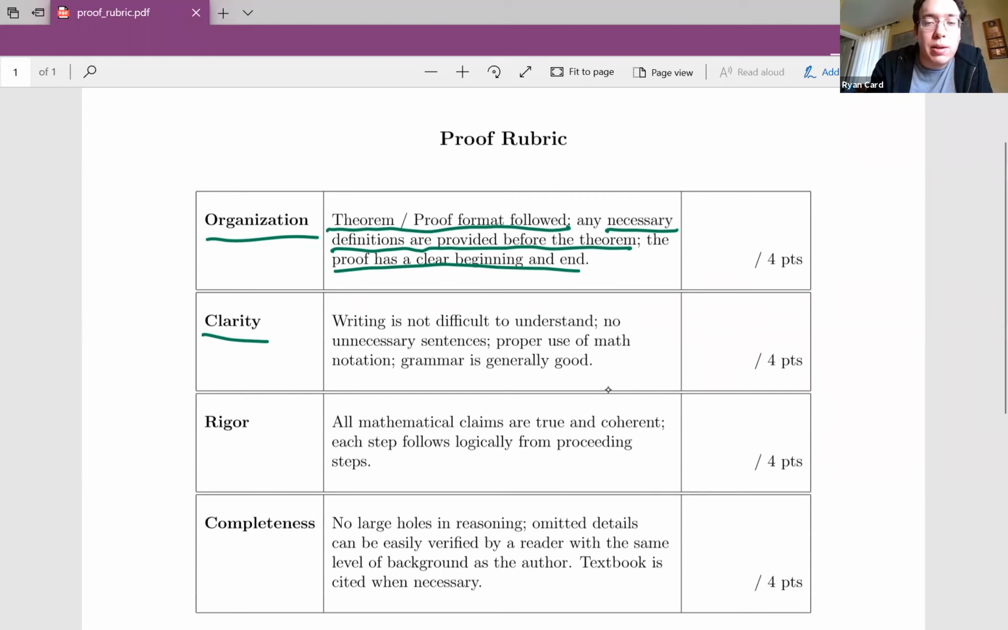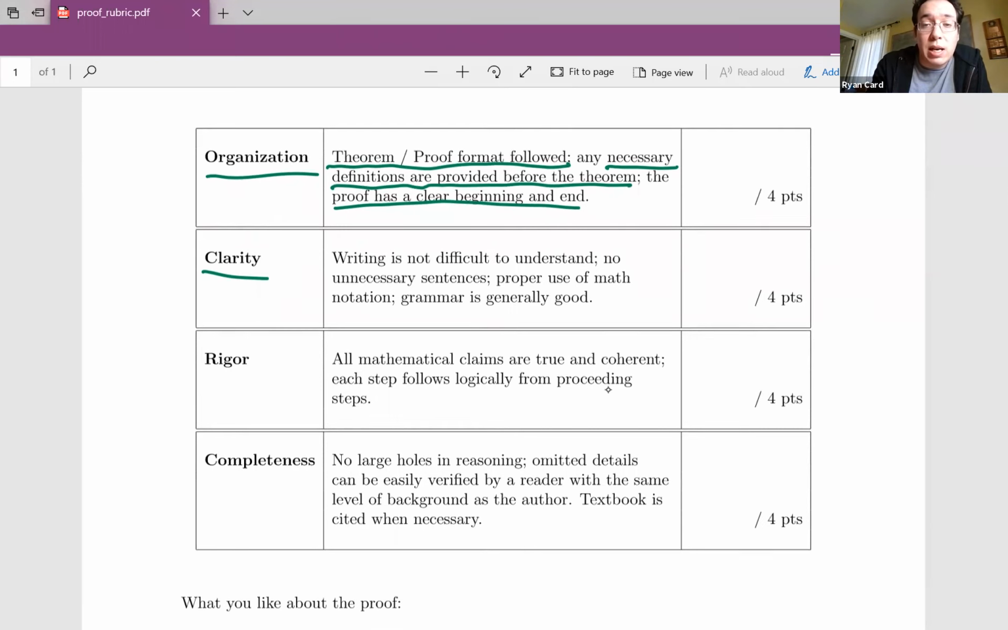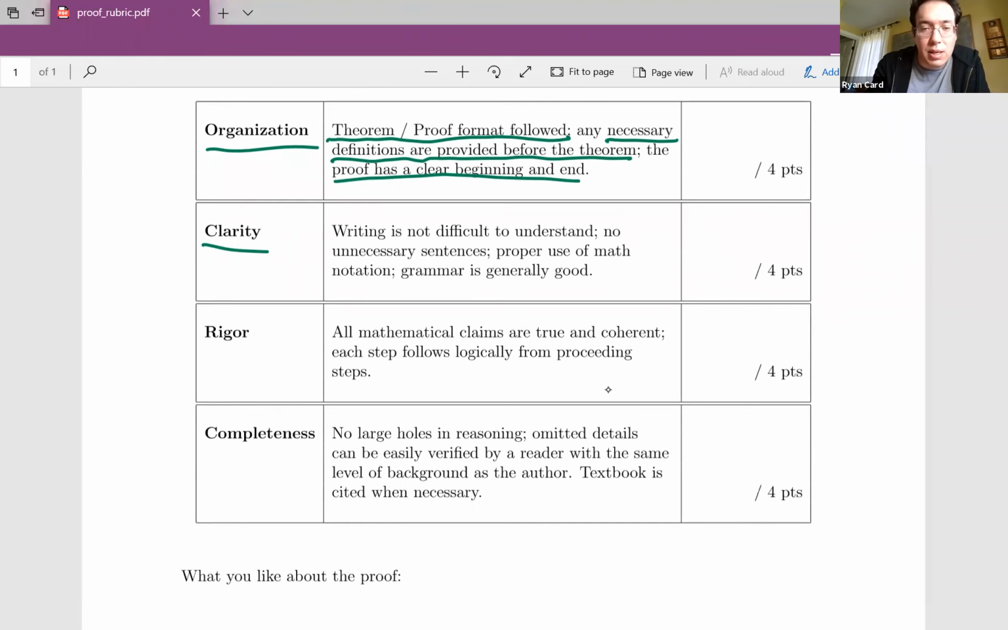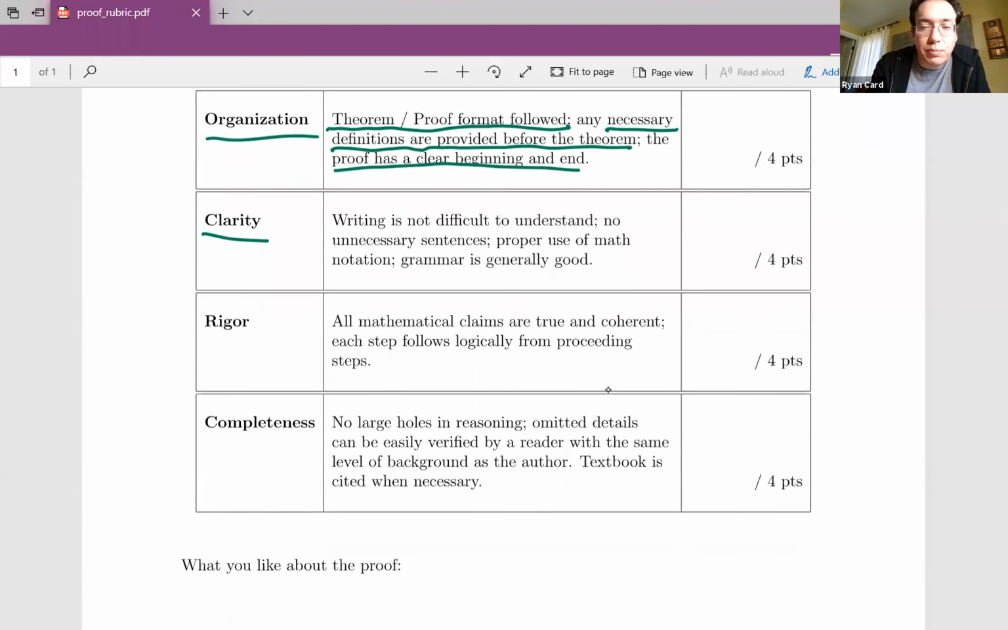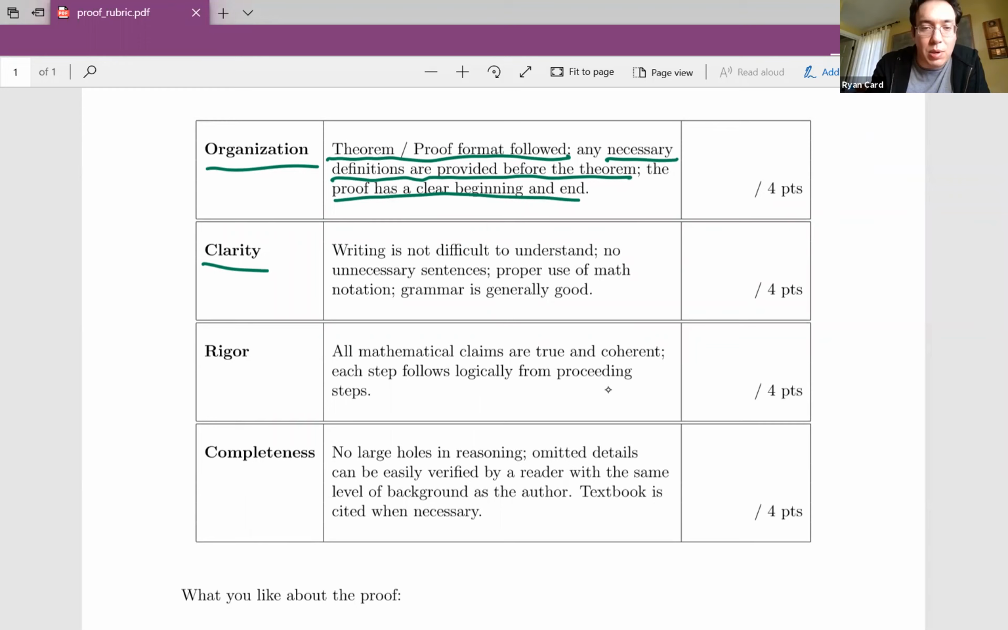Clarity is how clear what they're saying is. So the writing is not difficult to follow or understand. There are no extra unnecessary sentences. You're using proper mathematical notation. And I don't want you to be too harsh about getting the grammar correct if what they're saying is clear. But if it's written in such a way that it's not clear what they mean, then you should take points off of clarity as well. You have to be able to communicate what you mean in your sentences. So clarity is also going to be out of 4 points. You want to write it so that the reader can understand what you mean.